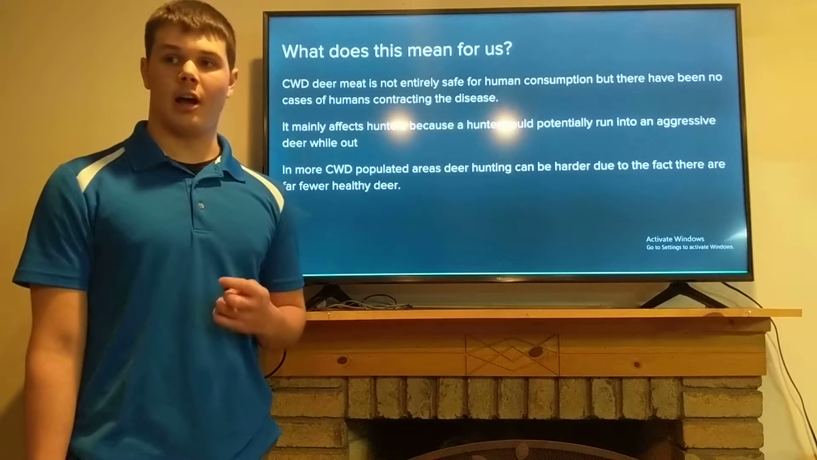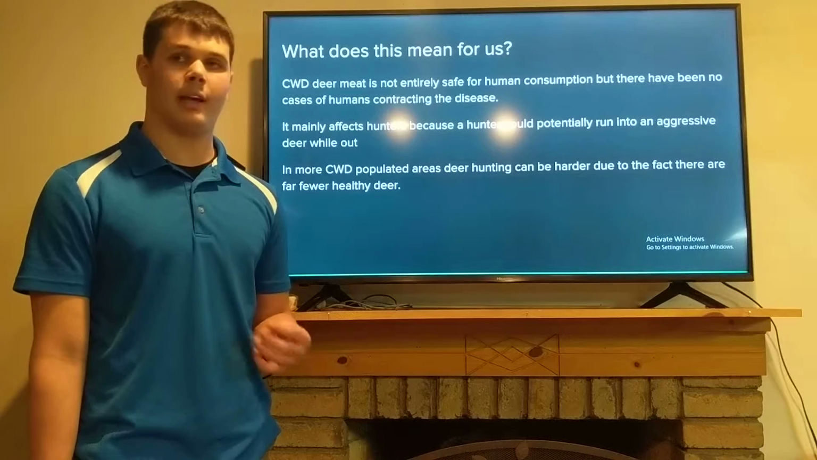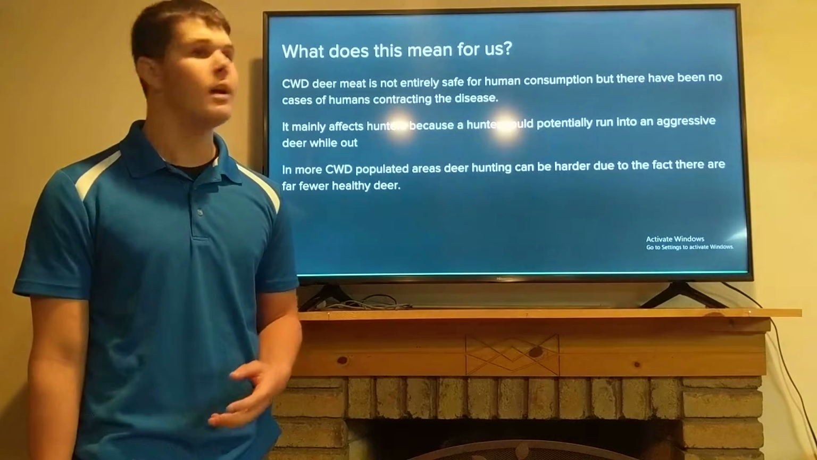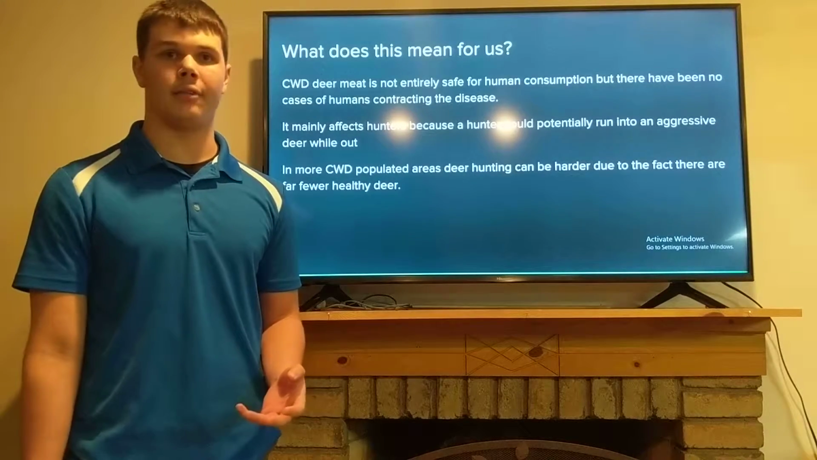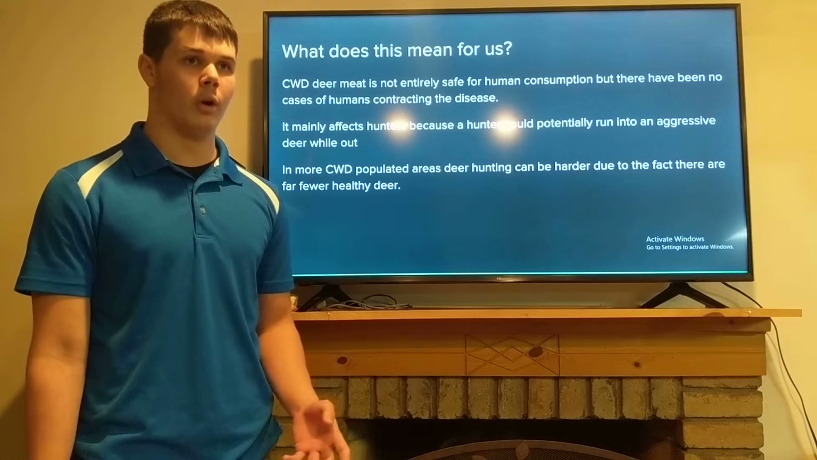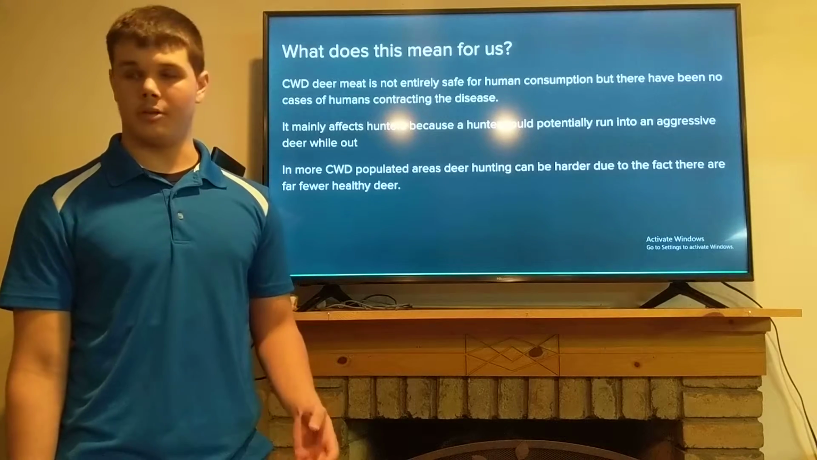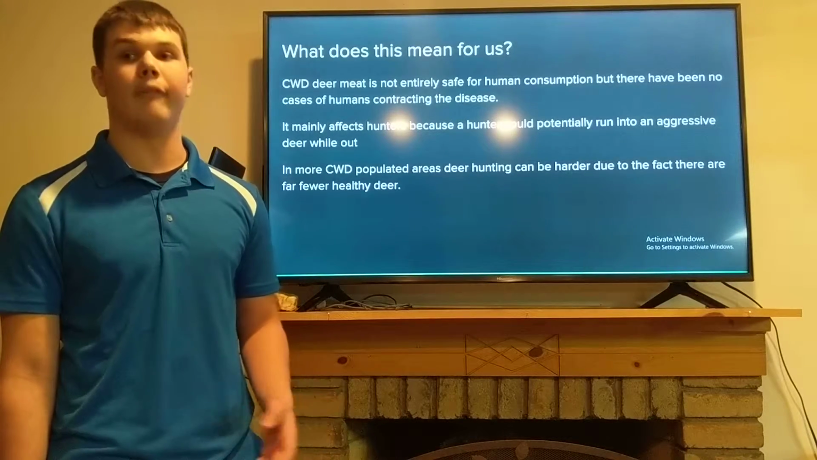It also affects hunters because hunters deal with these deer on a daily basis, and if they come in contact with an aggressive deer, they will be able to defend themselves against it. But say someone's not a hunter and they're walking in the woods, they won't be able to defend themselves from these deer. And a deer is much larger than a human, so it could turn out very badly for them.